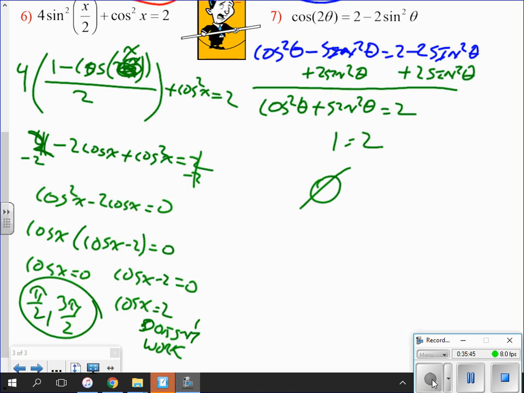You could have just changed the cosine to 1 minus sine squared theta. Exactly. If you did 1 minus 2 sine theta, and you add 2 sine theta to both sides, what do you get? You still get 1 equals 2, which is no solution. So there's more than one way to do this. The correct answer is no solution.